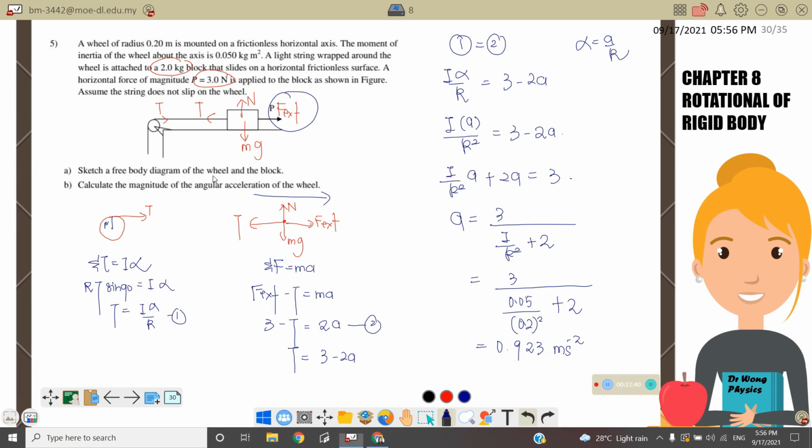But the question asks us to find the angular acceleration. So we substitute into here. Angular acceleration equals linear acceleration over the radius, so it's 0.923 over radius 0.2. Finally, we will get an angular acceleration of 4.92 radians per second squared.